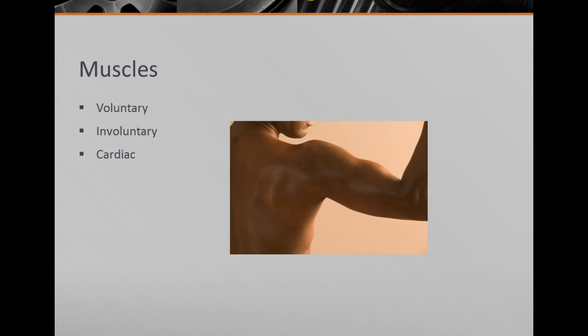Muscles can be voluntary, such as with skeletal muscles, for example, the deltoid muscle. Involuntary, also called smooth muscles. An example is the diaphragm or bladder. And cardiac muscles, which obviously are the walls of the heart.